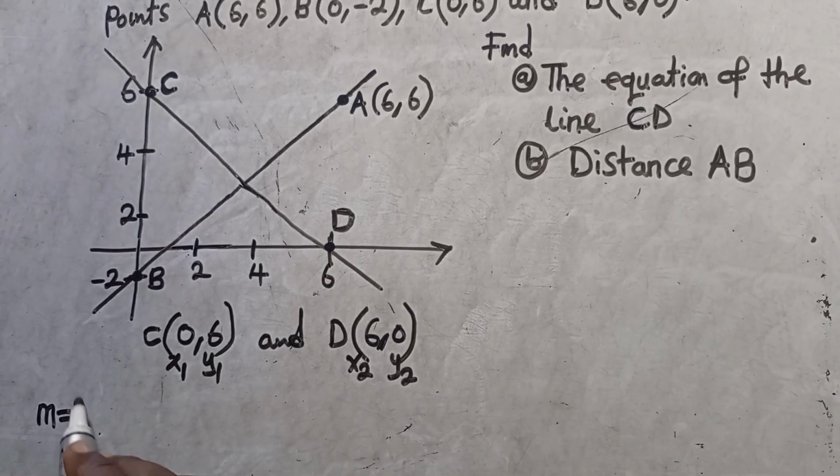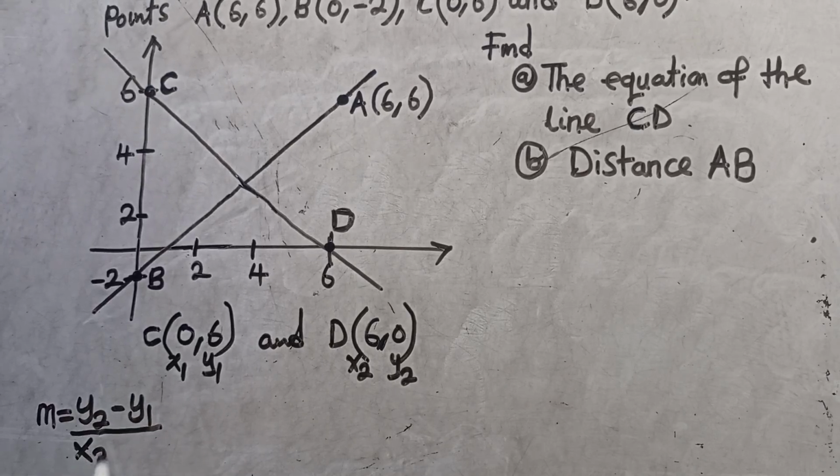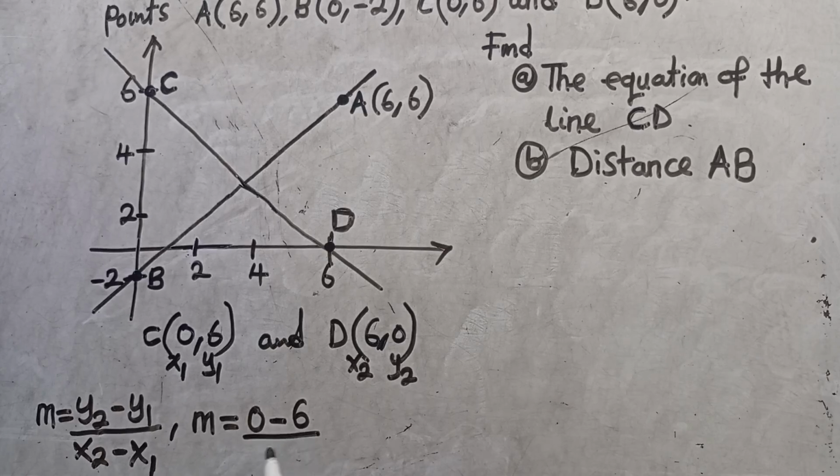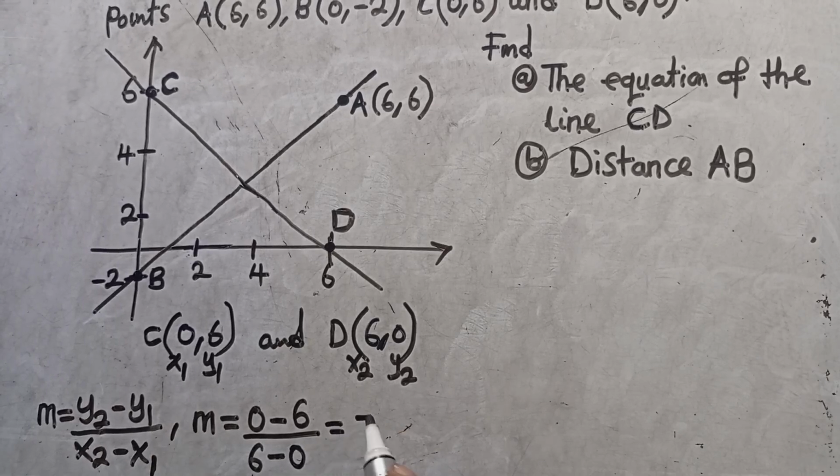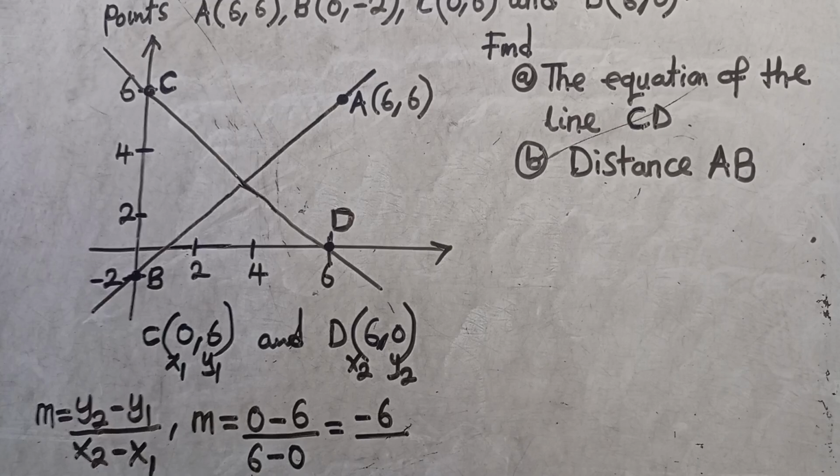Gradient is equal to y2 minus y1 over x2 minus x1. This is the formula we use. So the gradient is now equal to: what is y2? That is 0, minus y1, that is 6, over x2, which is 6, minus x1, which is 0. So I'm going to have negative 6 over 6. Then the answer is finally negative 1. Negative 1 is the gradient.